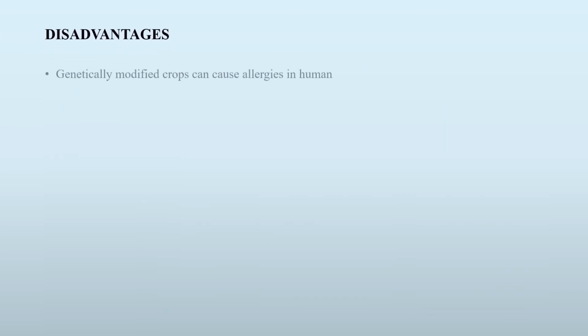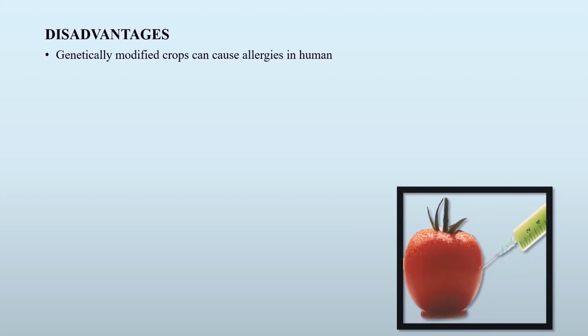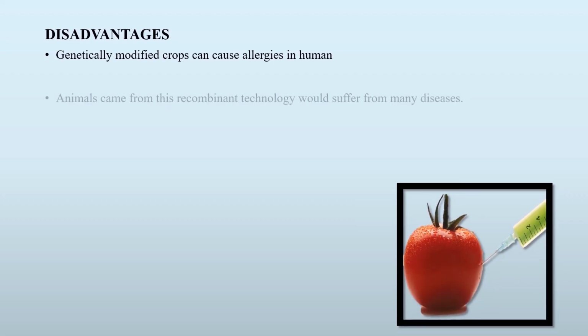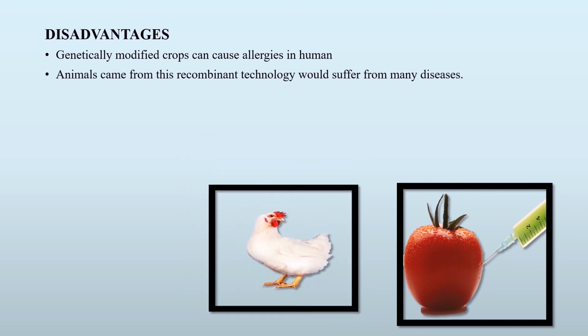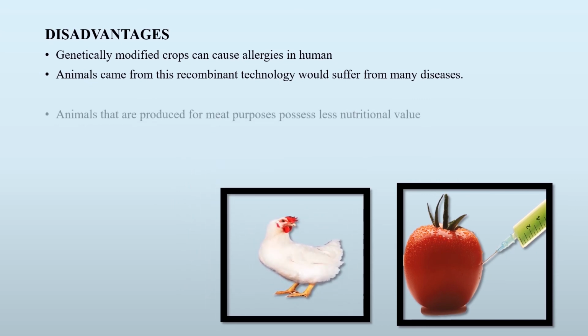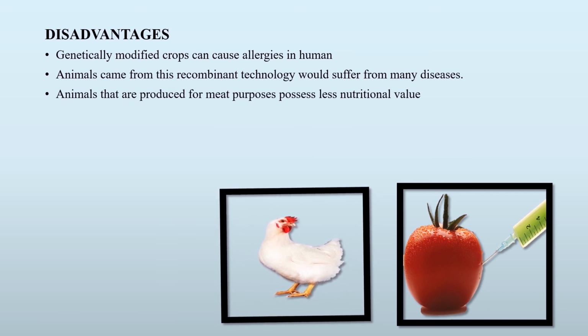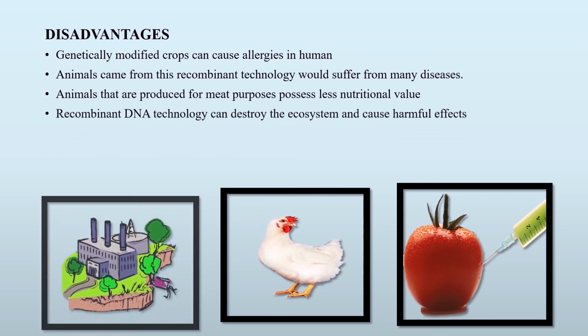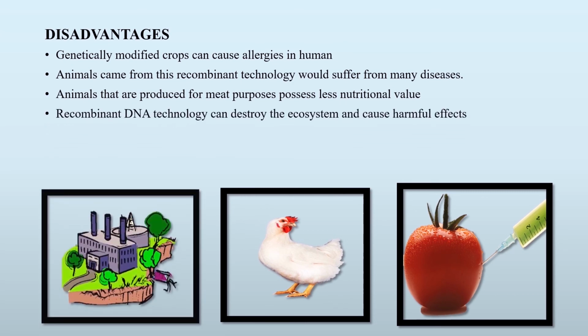Disadvantages. Genetically modified crops can cause allergies in humans. Animals derived from this recombinant technology may suffer from many diseases. Animals that are produced for meat purposes possess less nutritional value. Recombinant DNA technology can destroy the ecosystem and cause harmful effects.